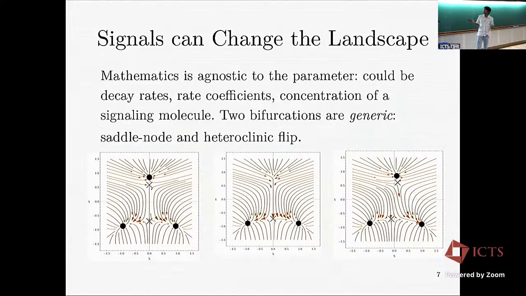Of course, mathematics is agnostic to what perturbation you make. It could be some concentration of a signaling molecule. You could change decay rates, rate coefficients, whatever in principle you can change. All of that is just some parameter which is changing the structure of this landscape. So now we have a parameterized landscape with some fixed points, which can be changed by changing parameters that you may have access to biologically. Okay, so there are two kinds of bifurcations, it turns out, that are generic, and which are the saddle node and what's called the heteroclinic.